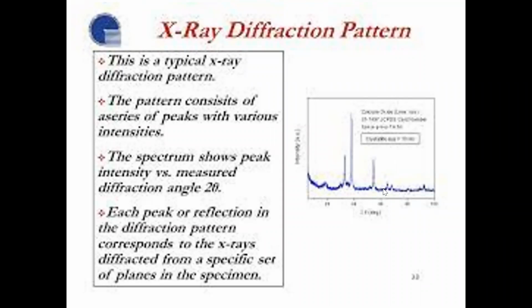So this is the typical X-ray diffraction pattern, which consists of a series of peaks with various intensities. The intensity of this peak is greater than that of this one. These are successive peaks, each with some intensity, and the spectrum shows peak intensity versus the measured diffraction angle. So this is intensity versus 2 theta.